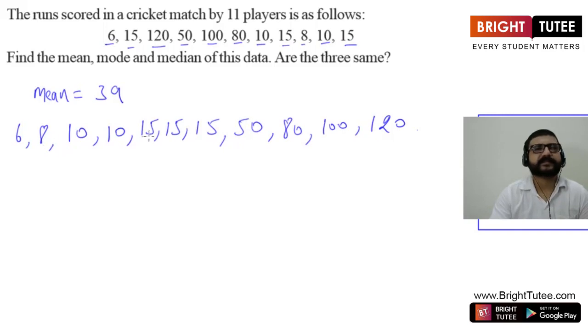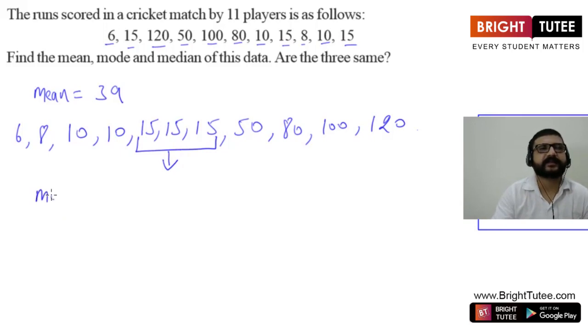So this is the data in the ascending order. Now for finding the mode, we have to check which value or which observation is occurring most frequently. Now as we can see from this ascending order, 15 has occurred 3 times, and this is the mode of the data, as 15 is occurring the most number of times. So we can write mode is equal to 15.